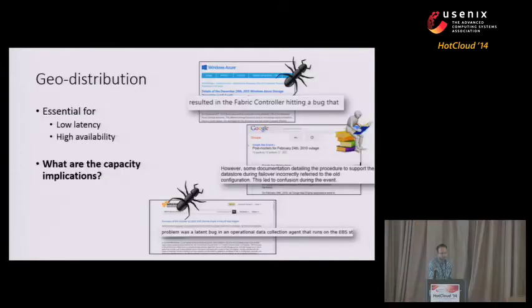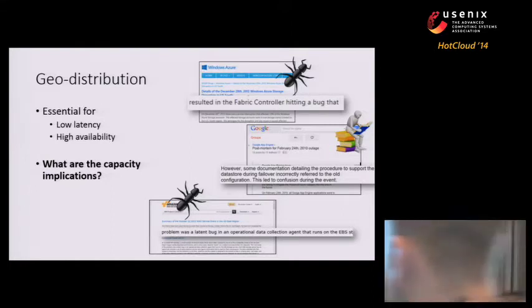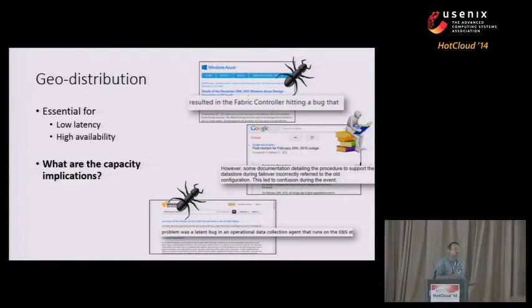The main question we want to get into is, what are the capacity implications? And before we look at that, we need to understand why we are geo-distributing our data centers. First reason is, of course, low latency. Everyone understands that if I'm closer to my customer, my round-trip latencies can be much smaller than if I'm in just one location and trying to cover the whole world.